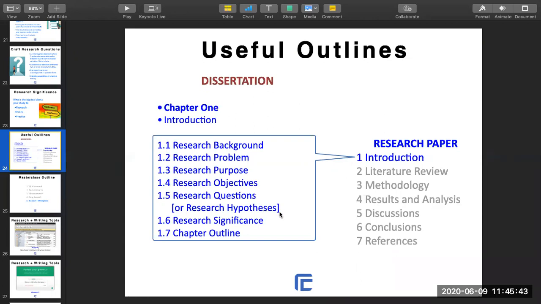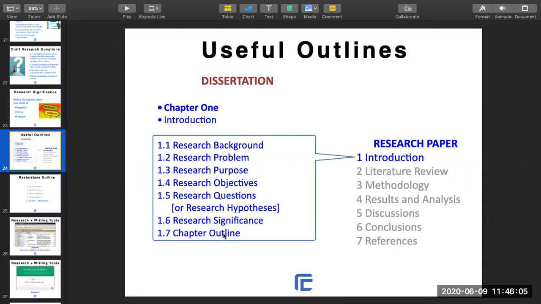But before you bring your hypothesis here, you have to do a chapter 2 or even a chapter 3 so that you can get your hypothesis and you can copy them and come and paste them over here. Then you bring your research significance. What's the big deal about your work? And then your chapter outline. How many chapters does your work have? And what will each chapter contain?